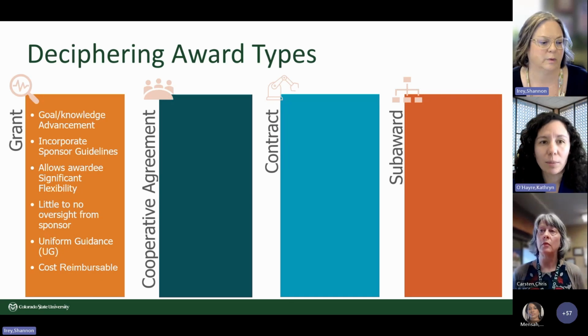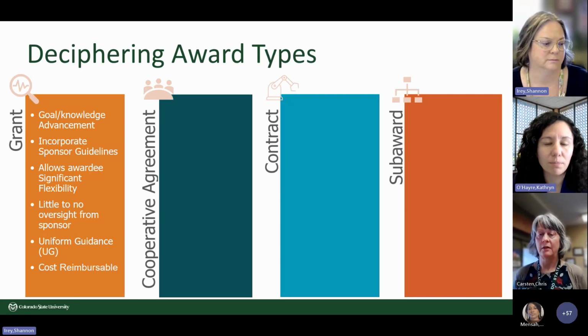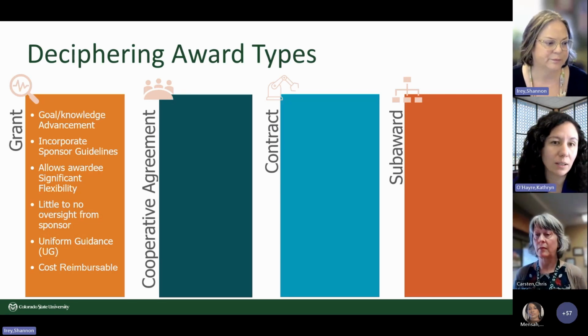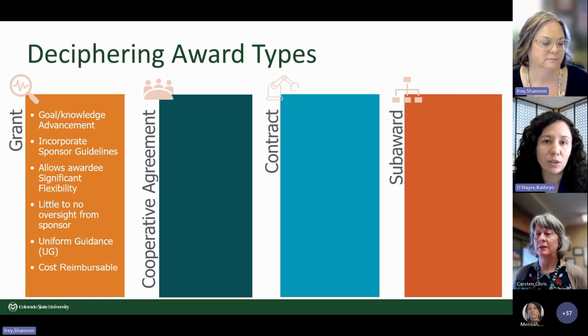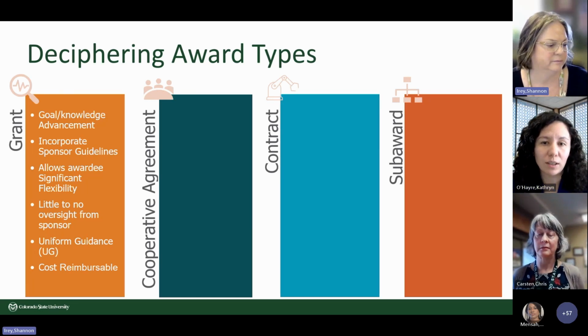Start putting your word in for cooperative agreement. Do you know what a cooperative agreement is? We see less of them. And then I'm going to say 3, 2, 1, go.